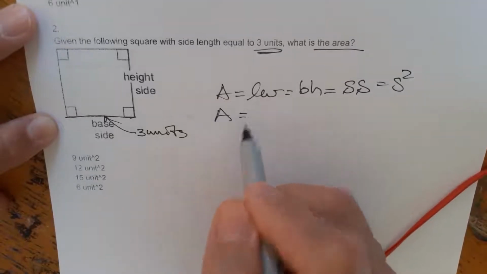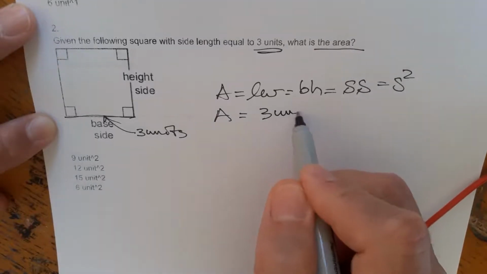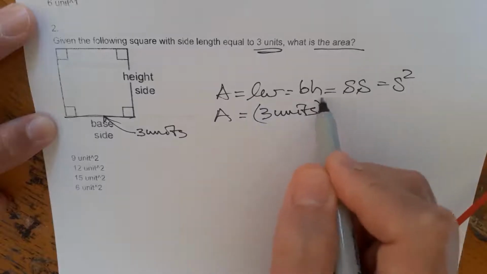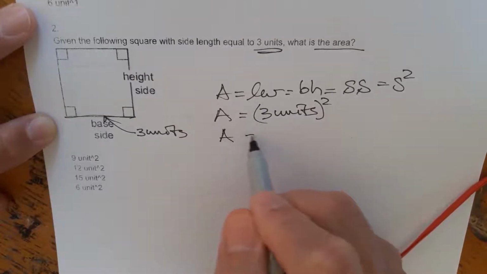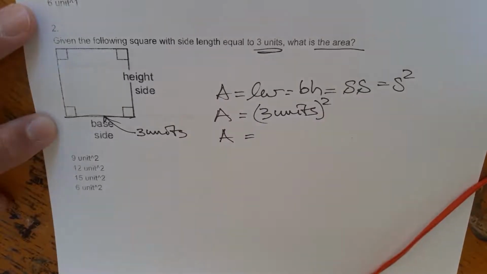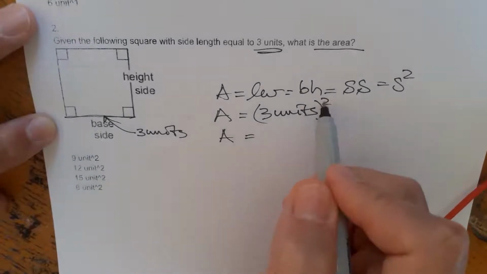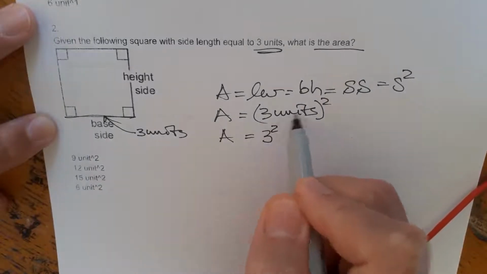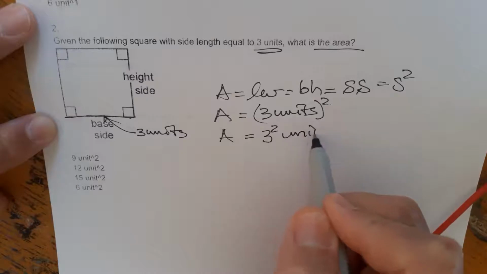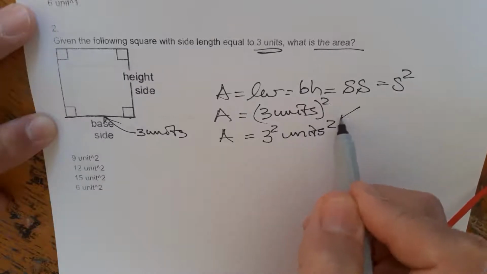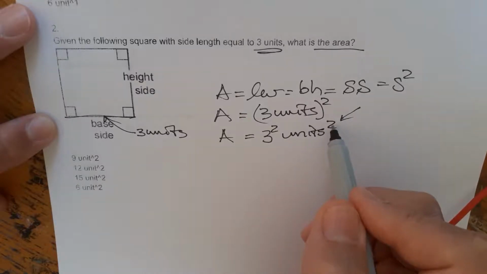So all we need for area is 3 units, and we're going to square it. Now, just because this is sort of an early unit on area, let's separate the two. 3 to the power 2 would be 3 squared, and units to the power 2 is units squared. And this is great because remember we said area is two-dimensional. We need units to the power 2.